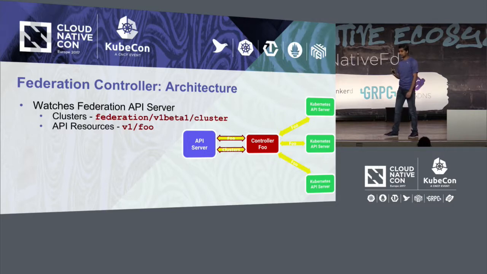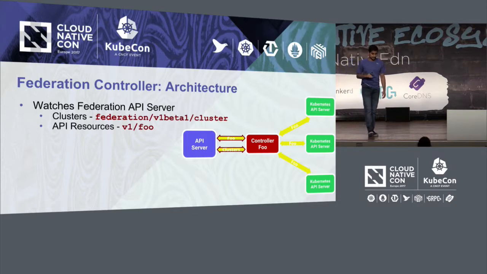So with that, let's go a little deeper. This is like lowering the conceptual levels. We looked at the conceptual architecture. Now let's look at the actual API types. And after this, let's go a little deeper into the code itself. So the Federation API server exposes the cluster's API type, and it also exposes the foo resource type.